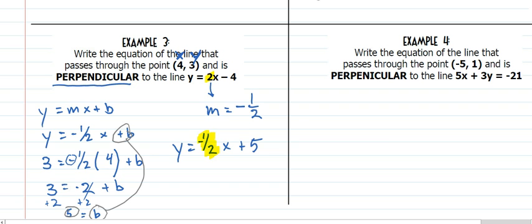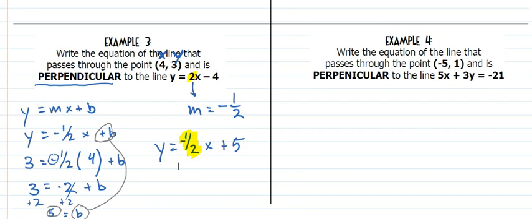All right, last example, y'all. Here we go. Number 4. Look at how it's kind of set up as before. Write the equation of the line that passes through the point (-5, 1) and is perpendicular to the line 5x plus 3y equals -21. First step, convert this into slope-intercept form.